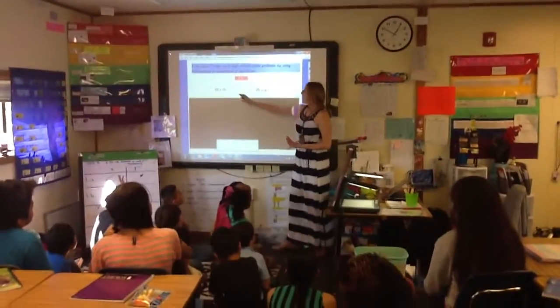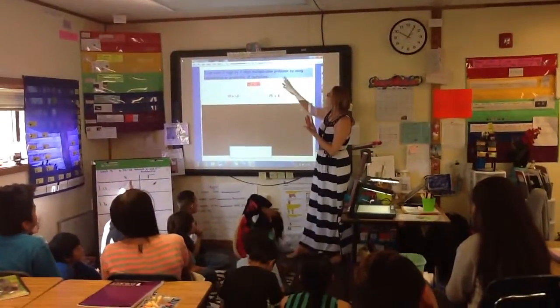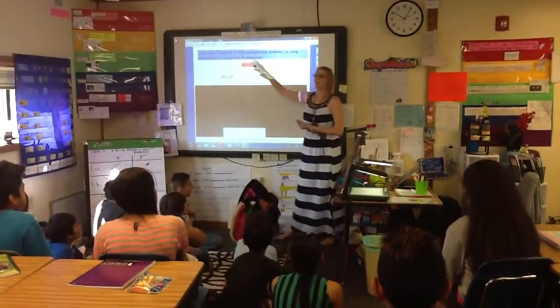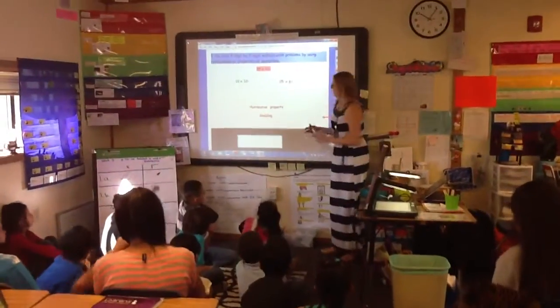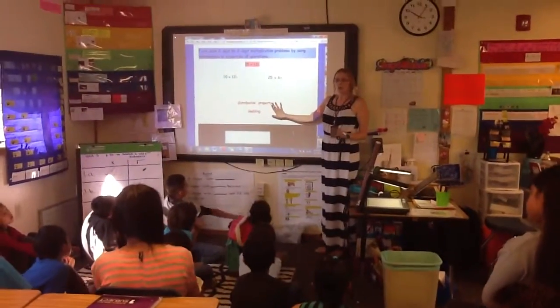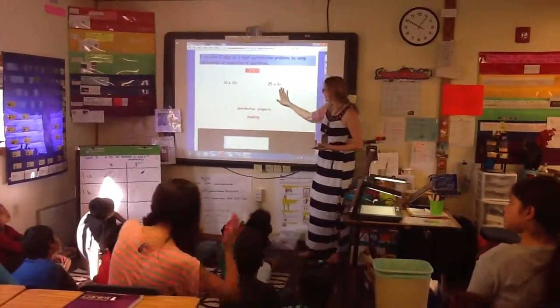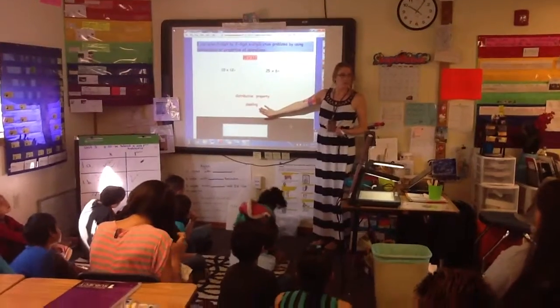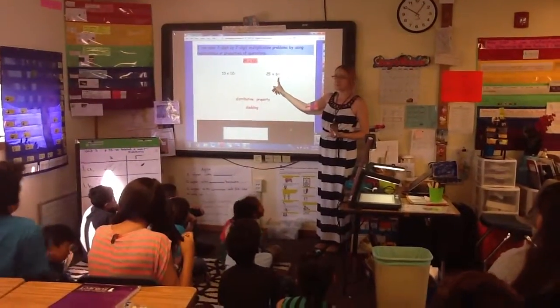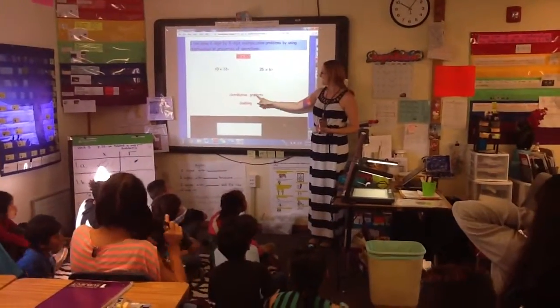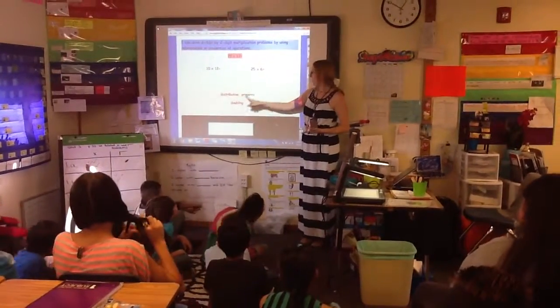Identify, are each of these either using relationships or are we using properties of operation? So specifically, are we using the distributive property in one of these? Or are we using the doubling in one of these? So let's start with 25 times 6. Is that distributive property or is that the double?